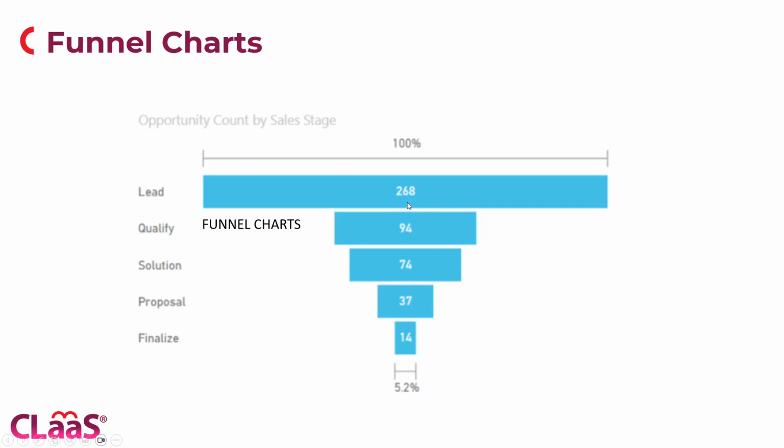When the company is doing the marketing campaign, then it produces 268 leads. But from the 268, only 94 are qualified to follow up. The rest are still pending, not decided. Then solution 74, 37 proposed and finalized. This is a customer purchase. So you can see the conversion rate from the 14 to the 268, which is about 5.2%.